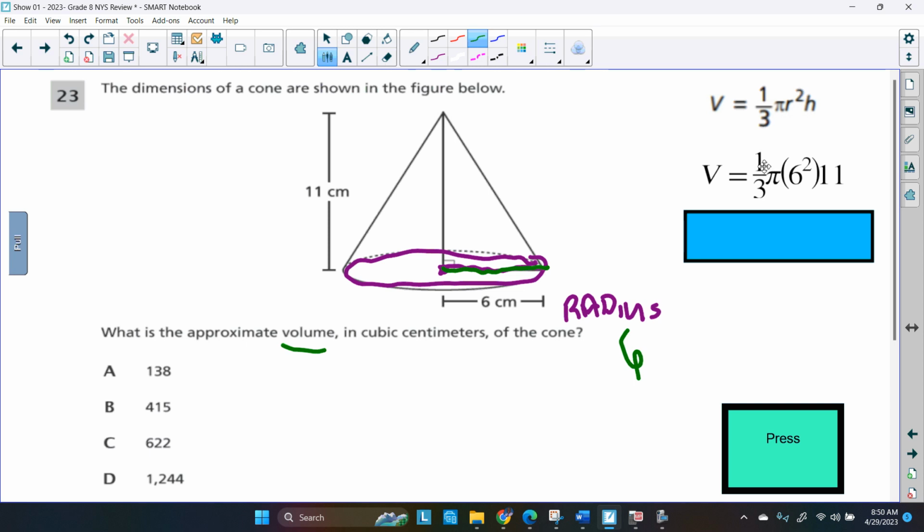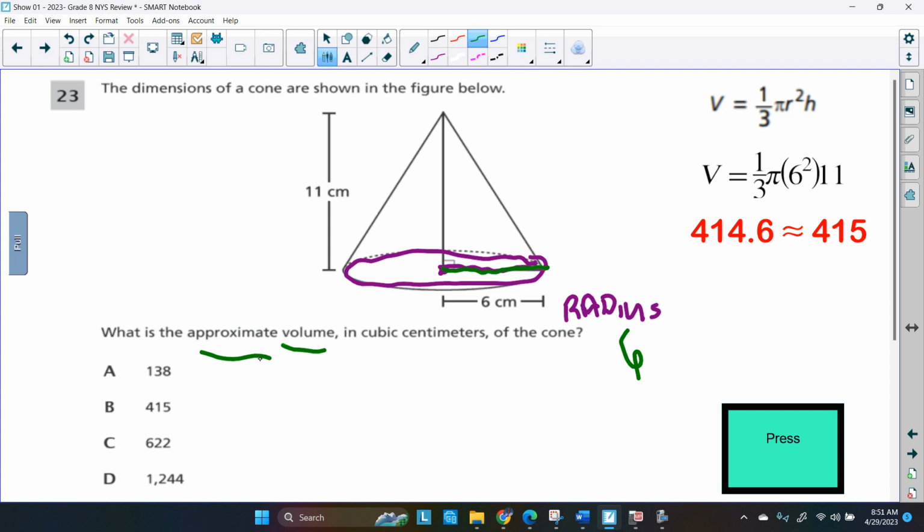So I'm going to type this in my calculator, 1/3 pi. You can use parentheses if you want to, 6 squared, 11. And if you're using a good calculator, it knows the difference. Even the calculator they have is not too bad, but be careful of the simplify button. So I type this in my calculator, I get 414.6, rounded off to 415 because they asked us to approximate. So I'm going to go with choice B. So, nice little review of cones.